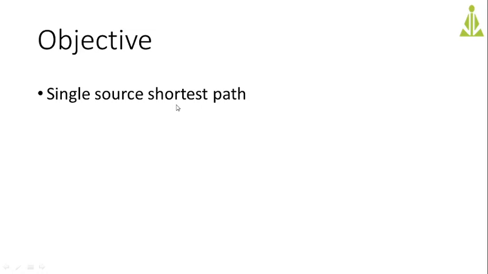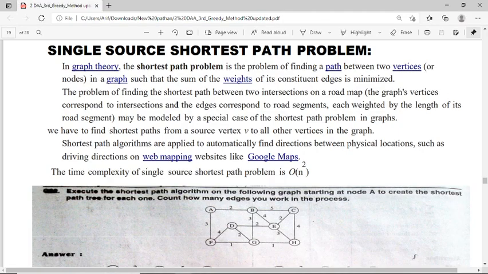Single source shortest path problem is like from a single source. Take the example of Hyderabad. If you want to go from Hyderabad to any other state like Delhi, Mumbai, Maharashtra, Karnataka, our source will be single, like from Hyderabad, Telangana, and you can go anywhere. Then I will show you the example and you will easily understand that. So, single source shortest path problem.